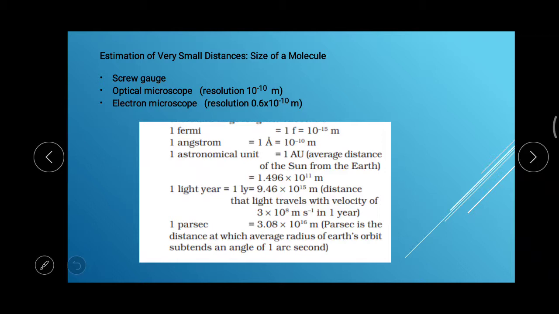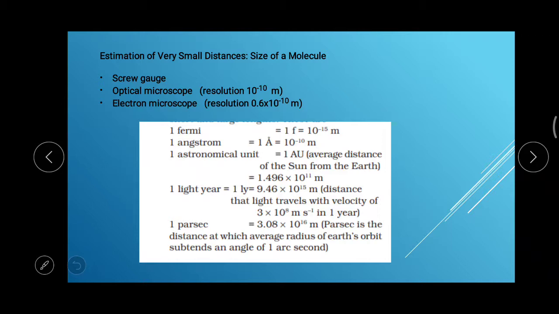So for measuring very small distances, the two units are, first Fermi and another one angstrom. One Fermi is 10 to the power minus 15 meter, and one angstrom is 10 to the power minus 10 meter. As well, if you are going for larger distances, they can be measured in astronomical unit, light year and parsec.